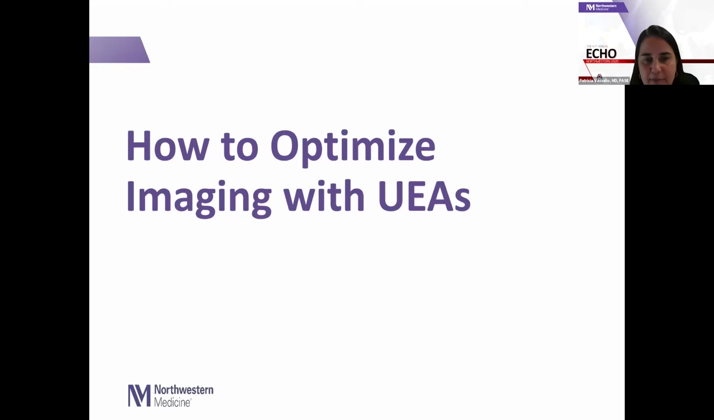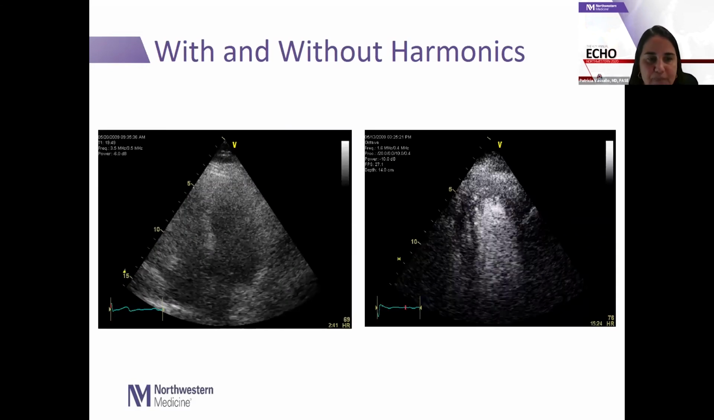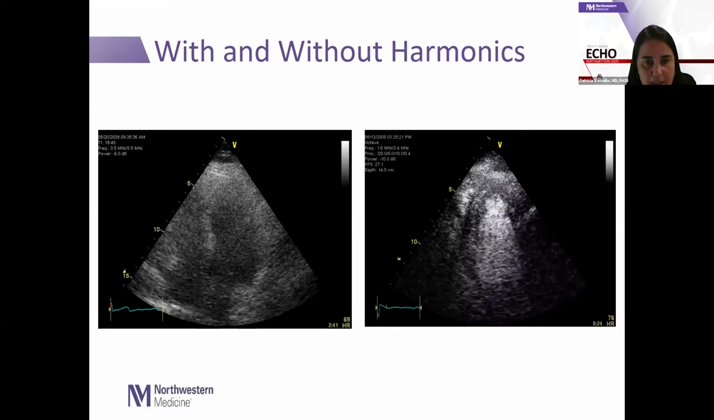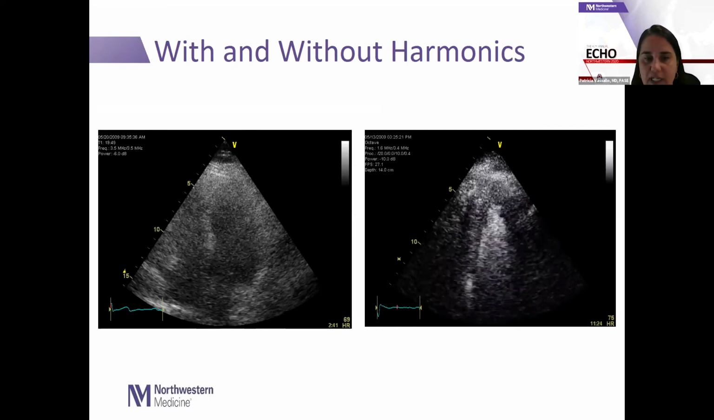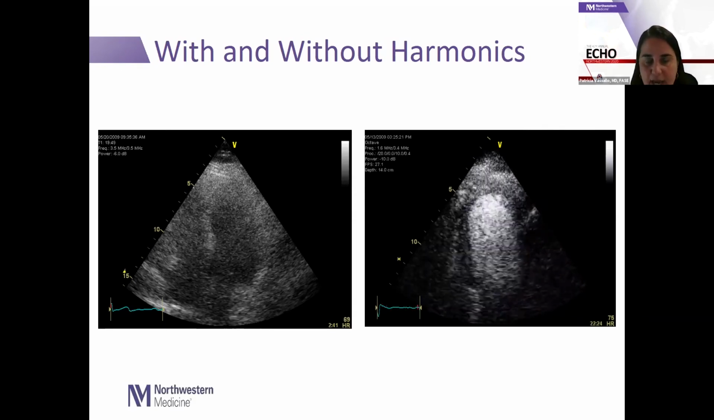How do we optimize imaging with ultrasound enhancing agents? Well, most of the vendors will have a contrast preset, and you want to have a good echo contrast preset. However, we have to optimize the image. So let's go through some practical applications. The image on the left shows echo contrast without harmonics. What you really need to do is image with harmonics with a very low mechanical index, and this improves the endocardial border definition.